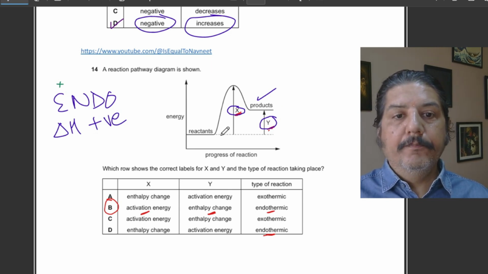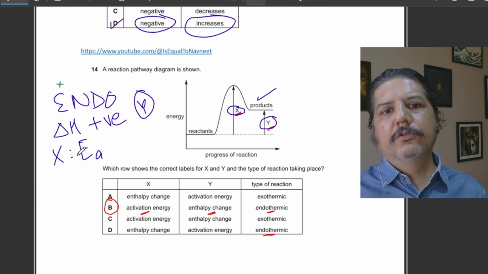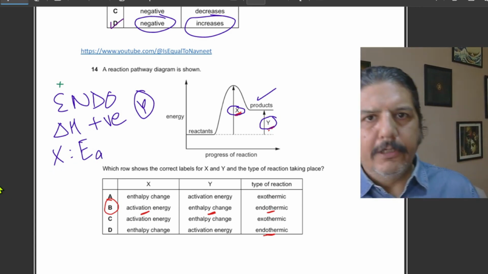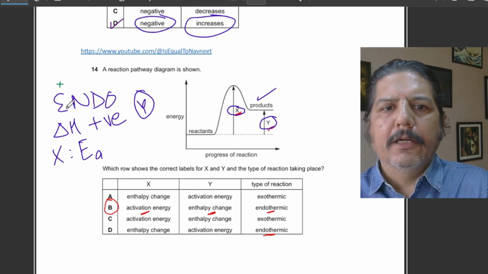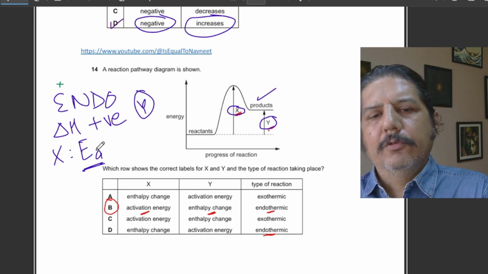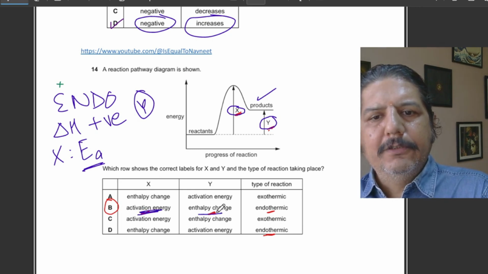So Y is the enthalpy change and X is the activation energy. This is the symbol of activation energy which is used in the textbook. I had looked at a 1 mark question asked in your board exams in 2025. They had asked the symbol of activation energy. So you should be clear about the symbols which are being used in the textbook. So X is the activation energy and Y is the enthalpy change, and this is an endothermic reaction.